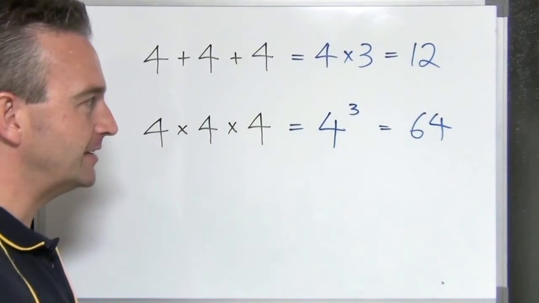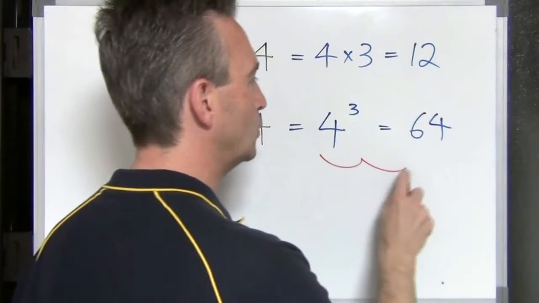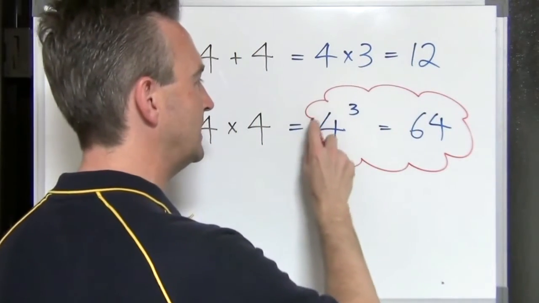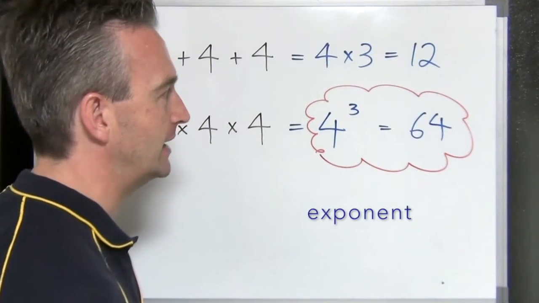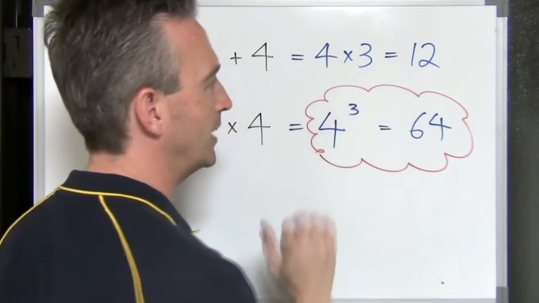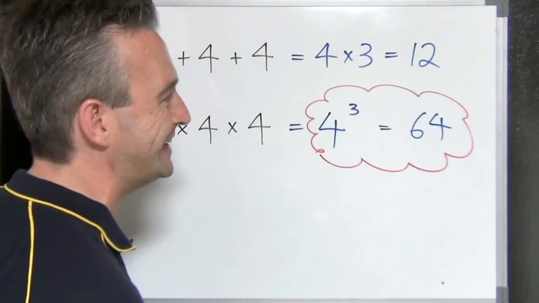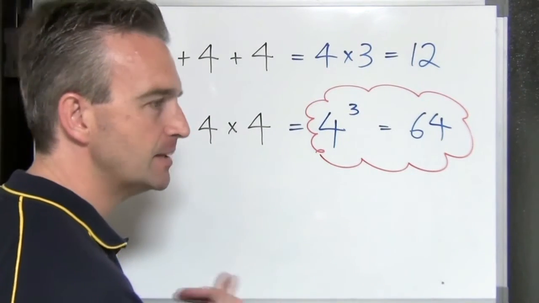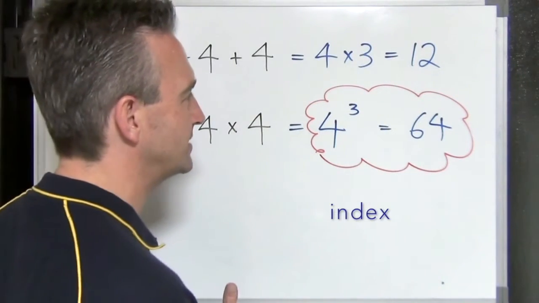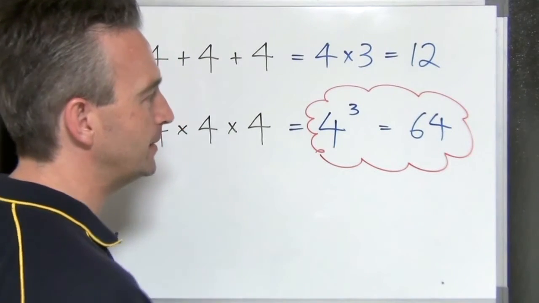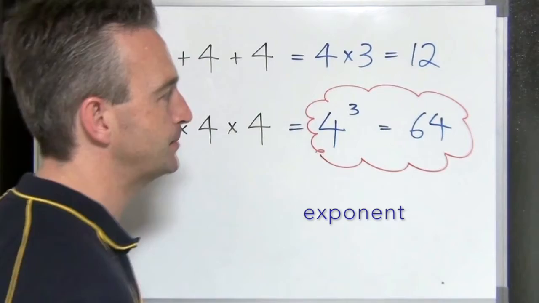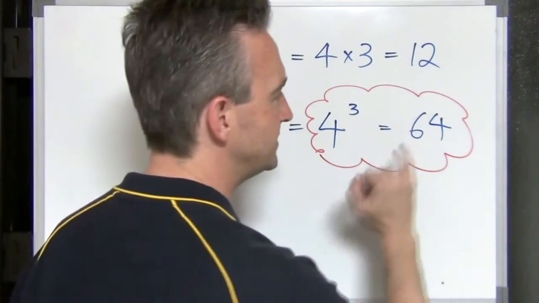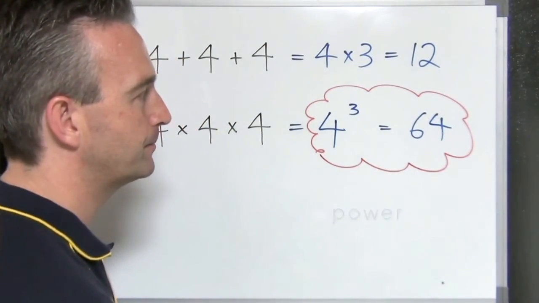And what we have here is an example of an equation using an exponent, or an exponential equation, I guess you could say. So what is an exponent? An exponent is this little number we write up here, the 3. We say the 3 is an exponent. Sometimes it is also called an index. And while we're looking at this equation, the number here, 4, is called the base. And as I said, the 3 is called the exponent, and 64 is said to be the power.